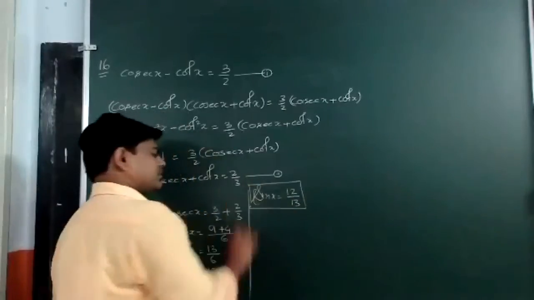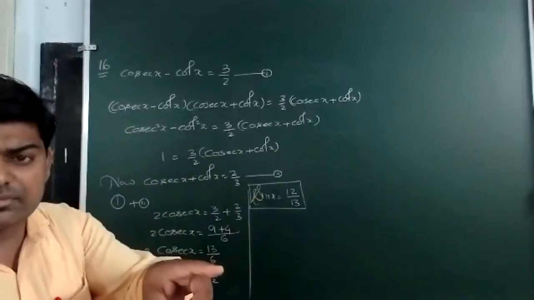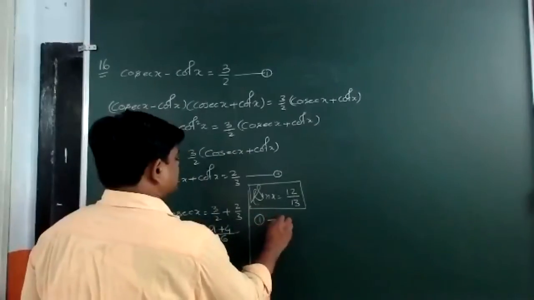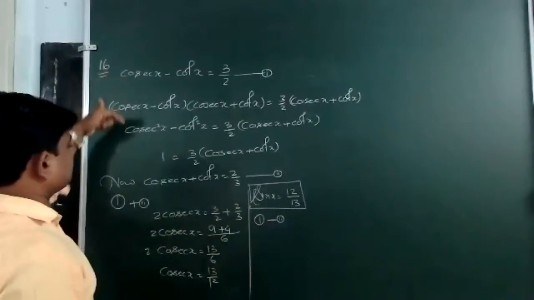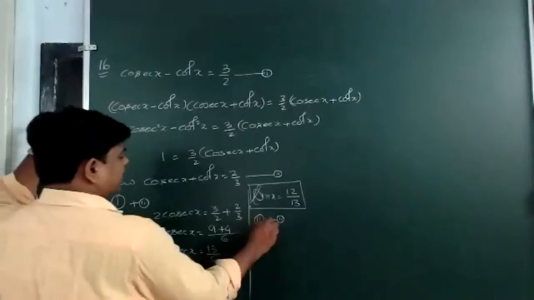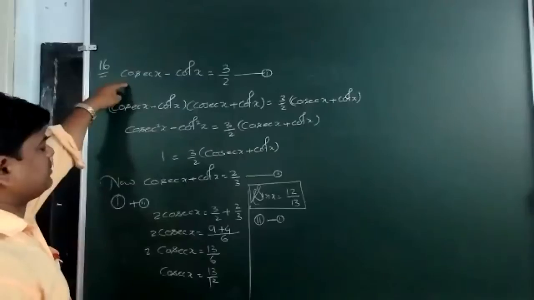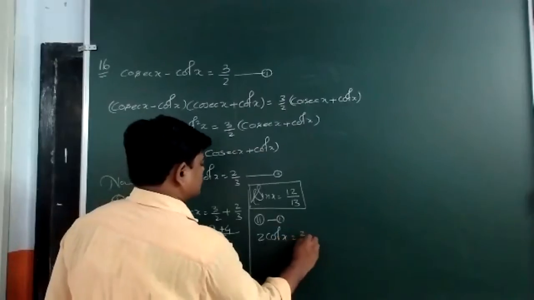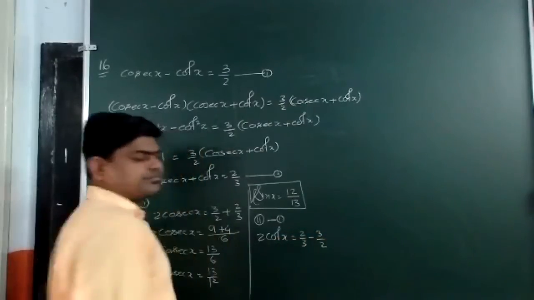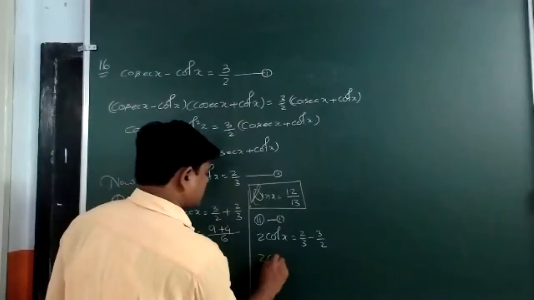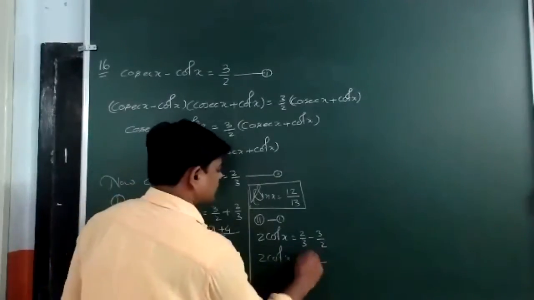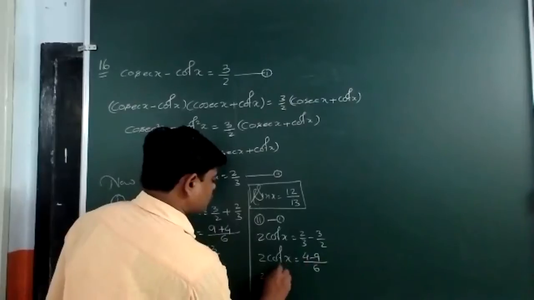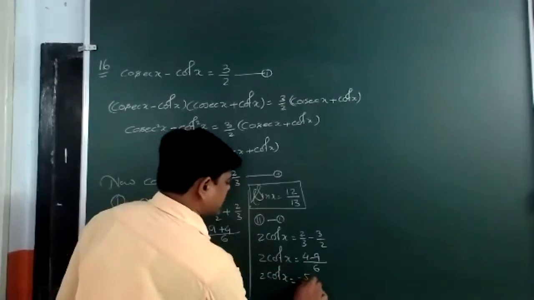Now, if sin is positive, it means it is either in second or in first quadrant. Now, let me find the value of cot x. When I subtract 1 from 2, that is 2 minus 1, cosec and cosec will be cancelled. Cot x minus minus will be plus. I have 2 cot x is equal to 2 upon 3 minus 3 upon 2. And again, if I take LCM, I have 2 cot x is equal to 4 minus 9 upon 6. So 2 cot x is equal to minus 5 by 12.